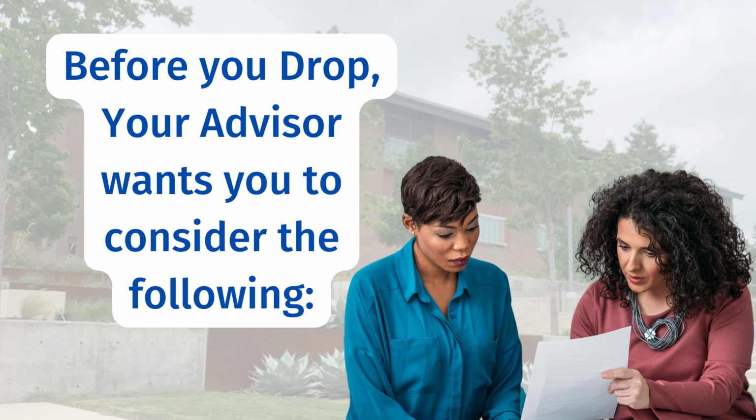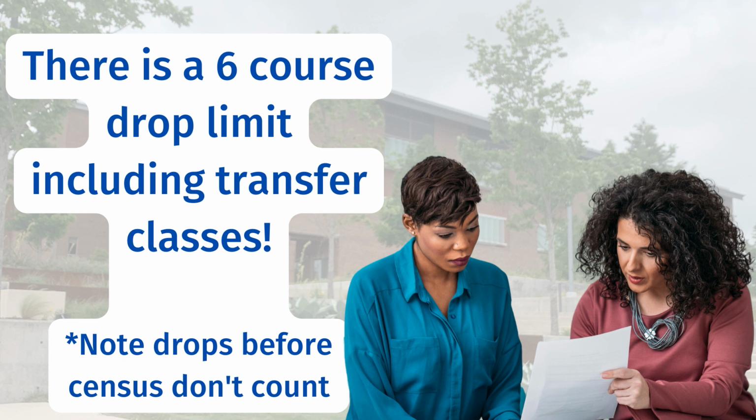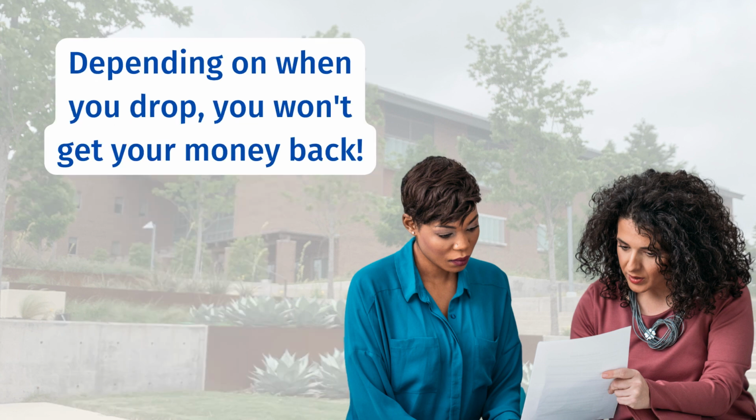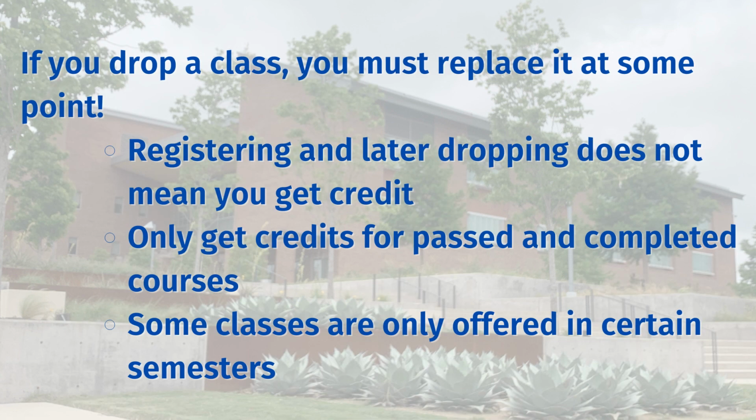Before you drop, your advisor wants you to consider the following. There is a 6-course drop limit, including transfer classes. Note, drops before census don't count towards the drop limit. Depending on when you drop, you won't get your money back. If you drop a class, you must replace it at some point. Registering and later dropping a class does not mean you get credit. You only get credit for classes you pass and complete.